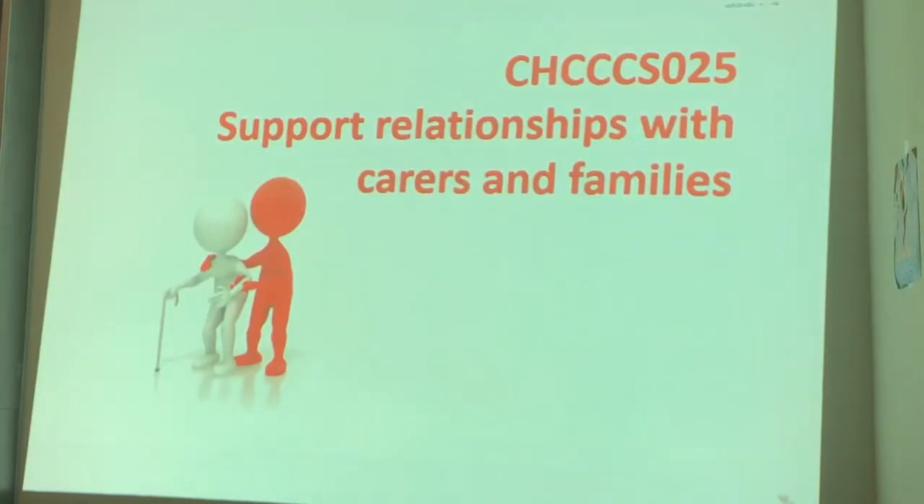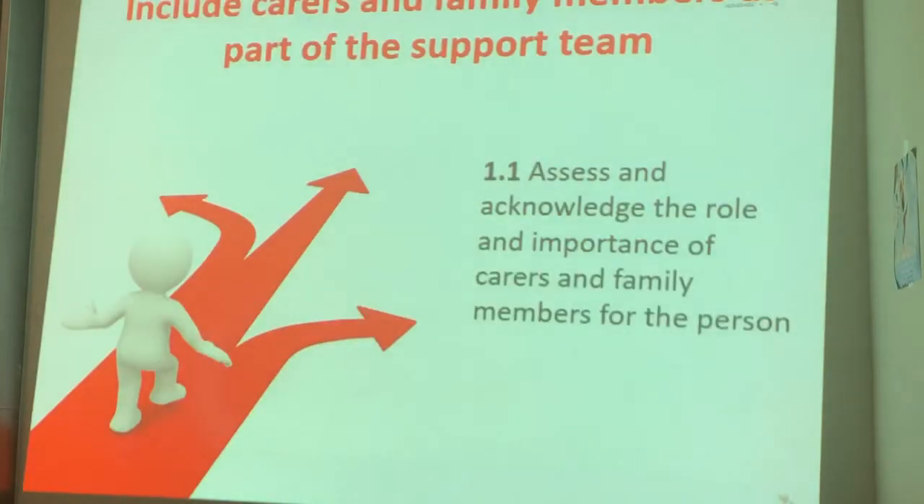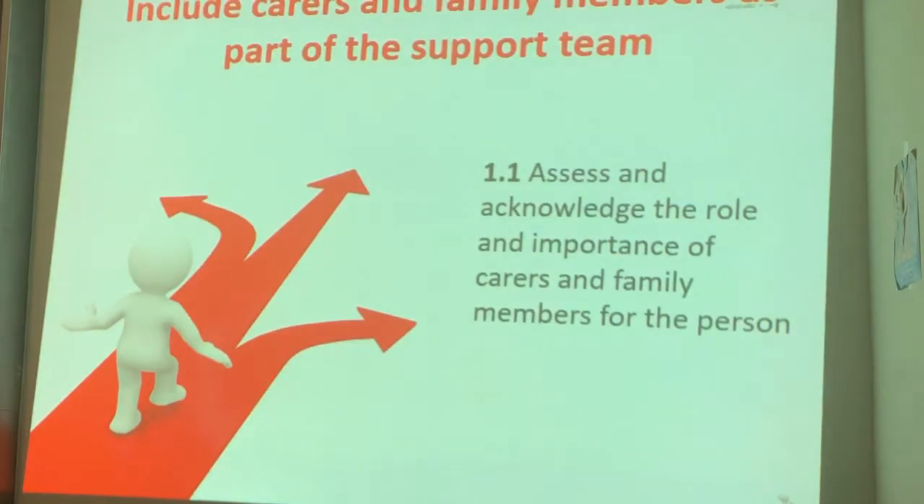Okay, support relationship with carers and families. Under this, we have assess and acknowledge the role and importance of carers and family members for the person. So when we say acknowledge the role and importance of carers and family members for the person, okay?